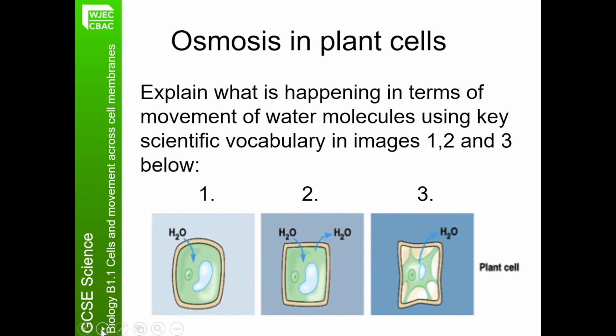And in the final picture, number 3 has been put into a hypertonic solution. So this could be a strong salt or sugar solution. And there are more water molecules inside the sap vacuole of the plant cell than outside. So we can see the water molecules leaving the sap vacuole, the cytoplasm pulling away from the edge of the cell membrane, and the cells starting to become what we call plasmolysed and becoming soft and flaccid, as opposed to turgid in number 1.